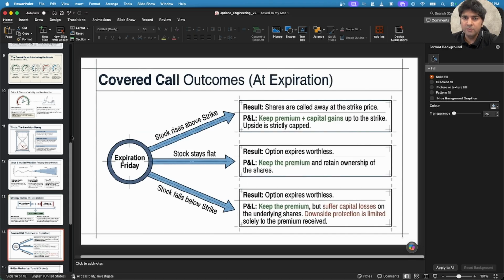So what could be the outcomes at expiration?